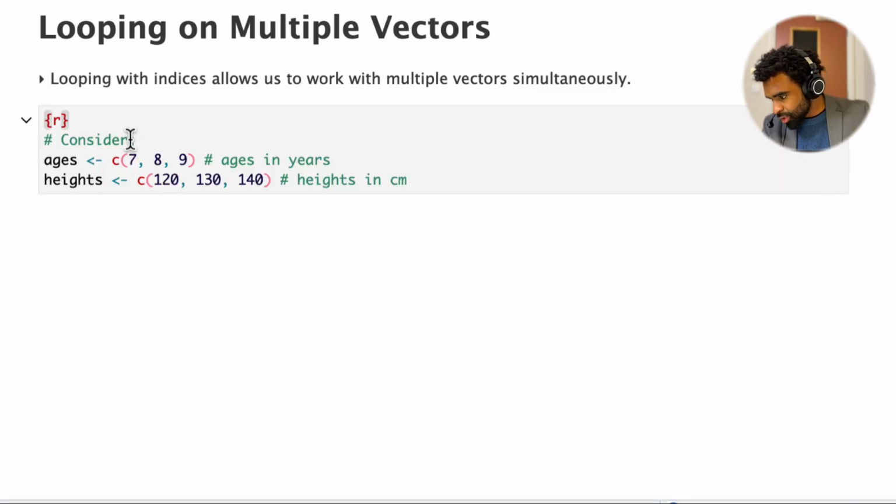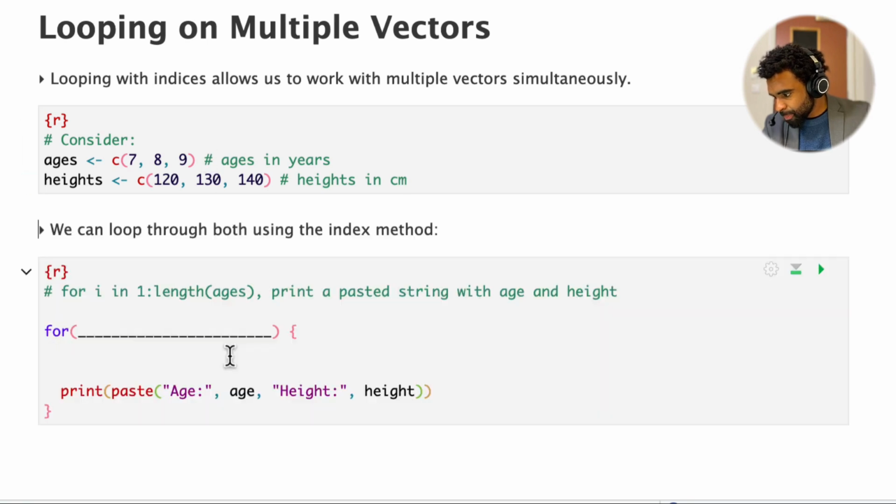So consider these two vectors, ages 7, 8, 9, and heights in cm 120, 130, and 140. Let's run those to define both of them. Now we can loop through both of these using the index method, and all we're going to do in the loop is print out the value of age, 7 for the first person here, and the equivalent value of height, 120 for the first person, then 8, 130, and 9, 140. Let's go ahead and do that.